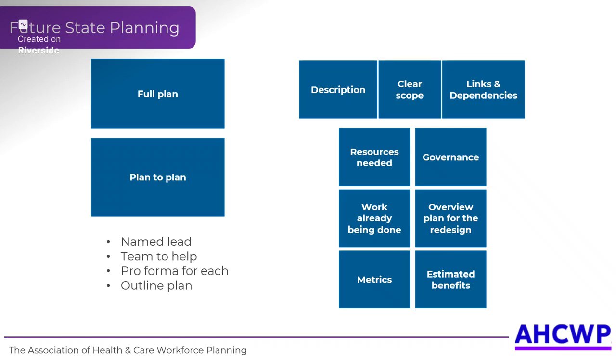So, for example, if one of the things we want to include in our workforce plan is implementing smart rostering, then we need to make sure that we've got the right resources to do it. We need to make sure we've got a pro forma for each of those areas, so a single page which explains what we're doing and a view on how that's going to be implemented. And it's always worth asking people what the resources are that they need, what the governance is going to be to actually make sure this does get delivered, what the overall plan is, what metrics they are going to use, what the estimated benefits are, and what work is already being done.